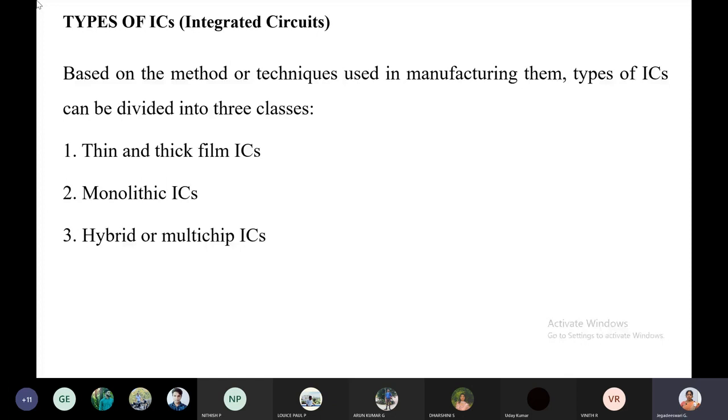So far we have seen the classification of ICs based upon size. Now the types of ICs. Based upon the techniques or methods used while manufacturing the IC, we have three types of ICs. One is thin and thick film IC, monolithic IC, and hybrid or multi-chip IC. So these are the three basic types of IC.